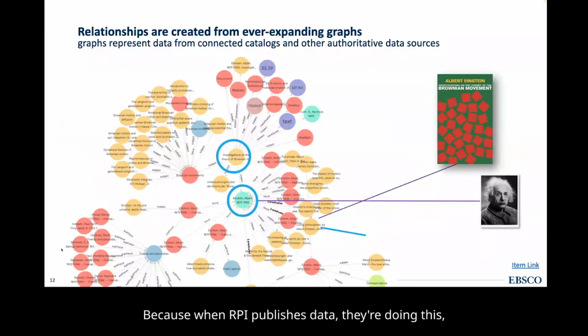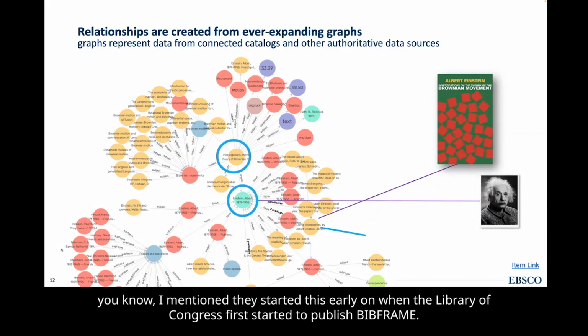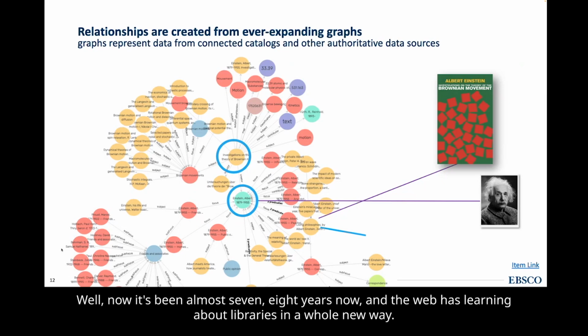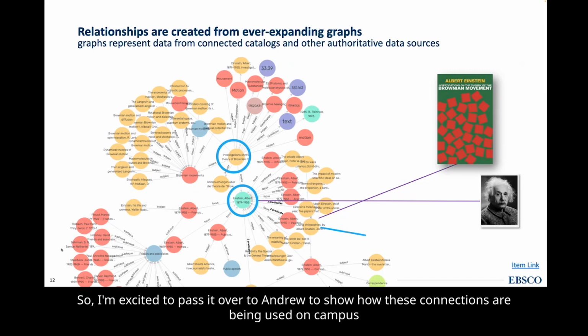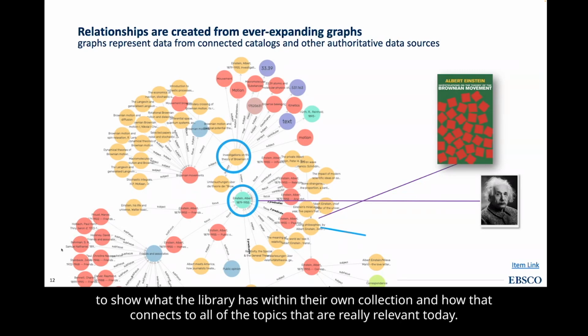Because when RPI publishes data, they're doing this, as I mentioned, they started this early on when the Library of Congress first started to publish BibFrame. Well, now it's been almost 7, 8 years, and the web has been learning about libraries in a whole new way. So I'm excited to pass it over to Andrew to show how these connections are being used on campus, to show what the library has within their own Connect collection, and how that connects to all of the topics that are really relevant today.